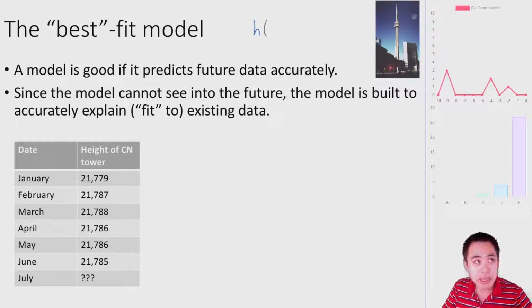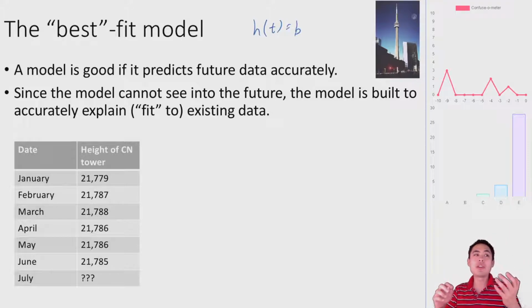So maybe you assume that h of t is actually a constant height. But now we need to guess a particular height and then see how good of a guess it is. One of the ways you can do this is by measuring how much error there is from a particular guess. So let's start with a bad guess and see how much error there is.